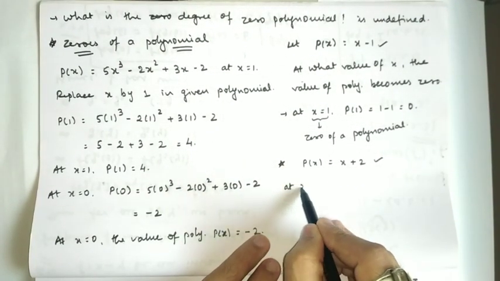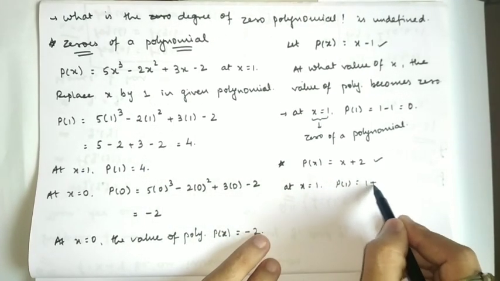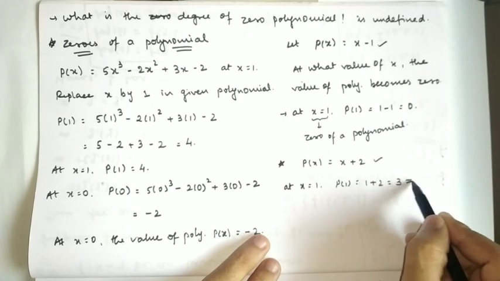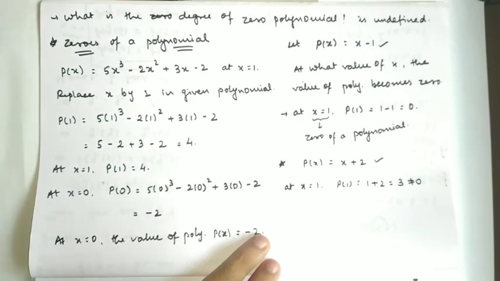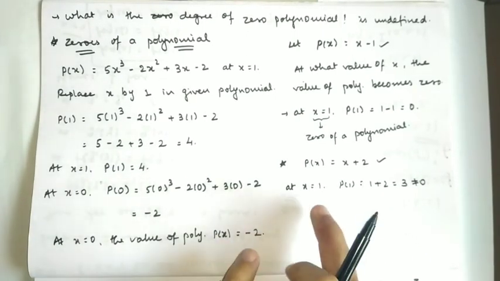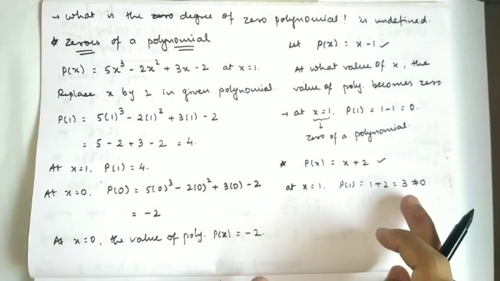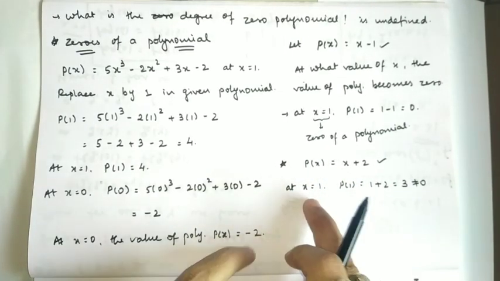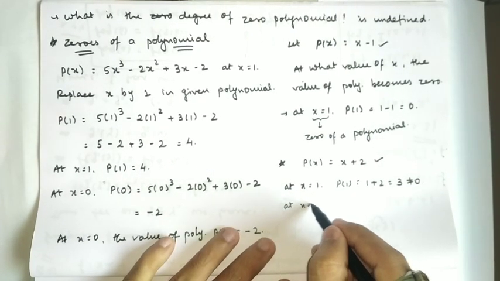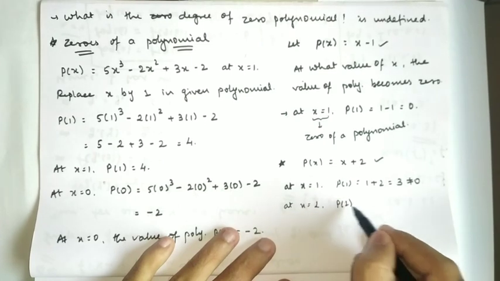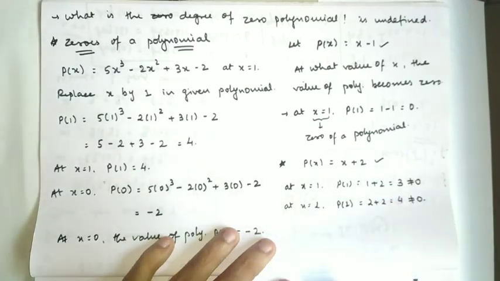So let's check for x equals 1. So p of 1 is equal to 1 plus 2, that is 3, which is not equal to 0. That means x equals 1 is not a zero of the polynomial. Are you getting me? If I replace x equals 1 in the given polynomial, then it does not become 0. That means this is not a zero of the polynomial. Okay, let's check at x equals 2. So p of 2 will be 2 plus 2, 4. Again not equal to 0.